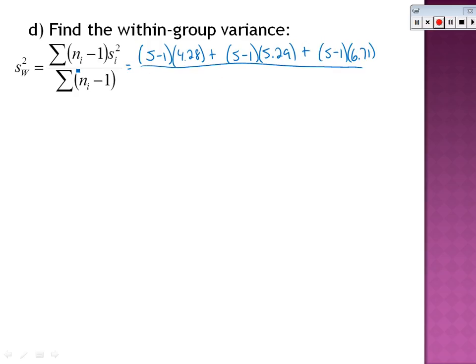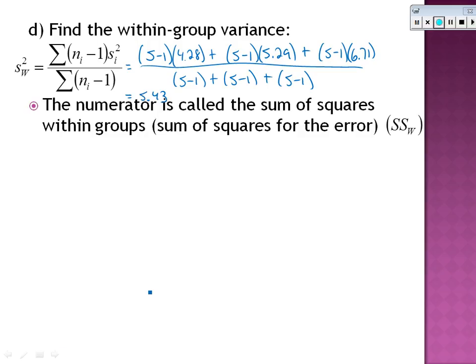Now in the denominator, note that we do have that capital sigma, so for each sample, we do sample size minus 1 for all 3 samples. Your sample sizes will not always be equal. This example just happens to be that they are all 5. So if we go through our computation, we get a within group variance of 5.43. The numerator is called the sum of squares within groups, or the sum of squares for the error, and our numerator was 65.12.